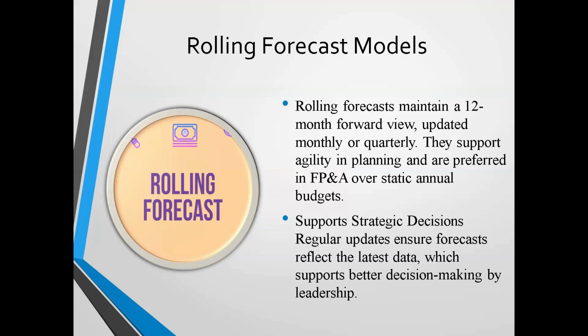This rolling model is a dynamic planning tool that gives us a 12-month or longer outlook. They are updated regularly. Unlike static budgets, they help business stay flexible and responsive to change.